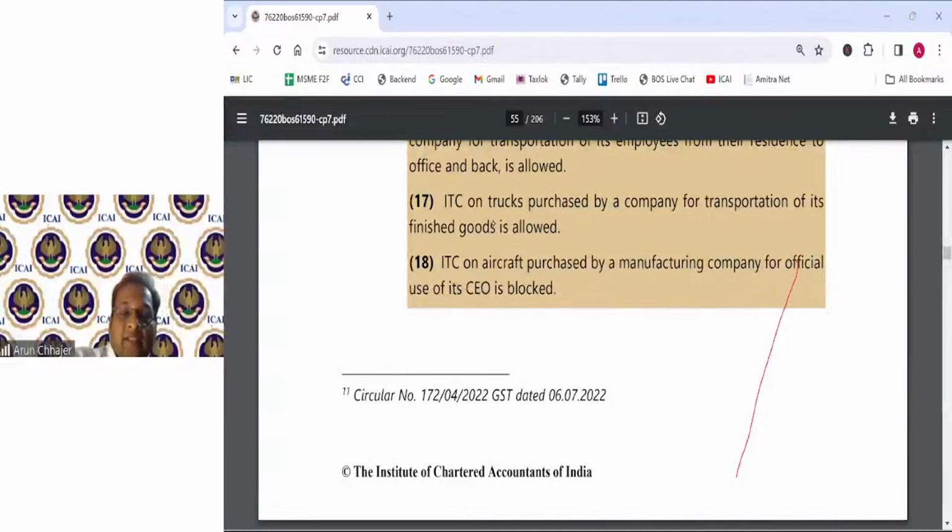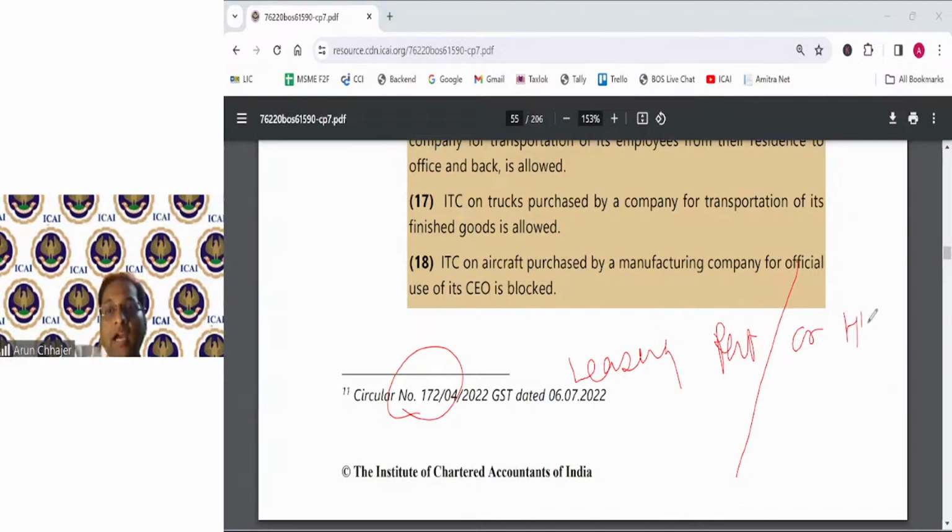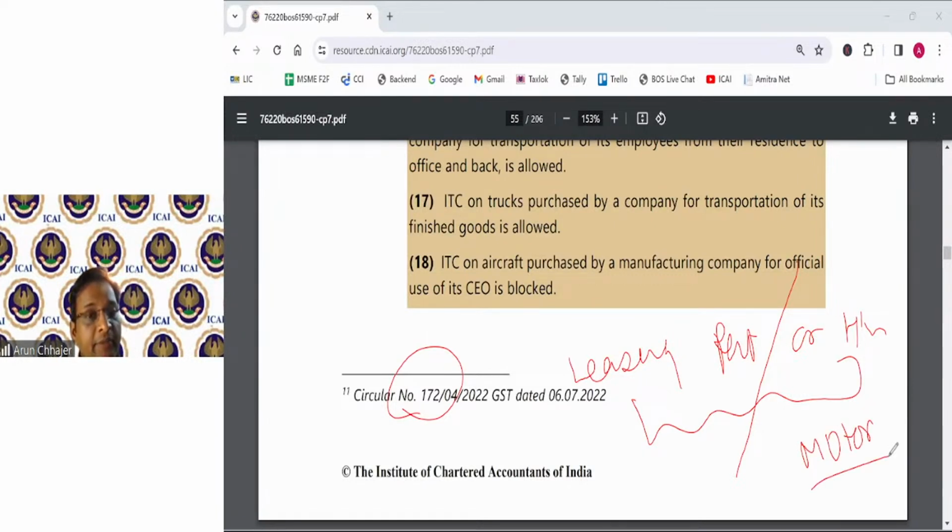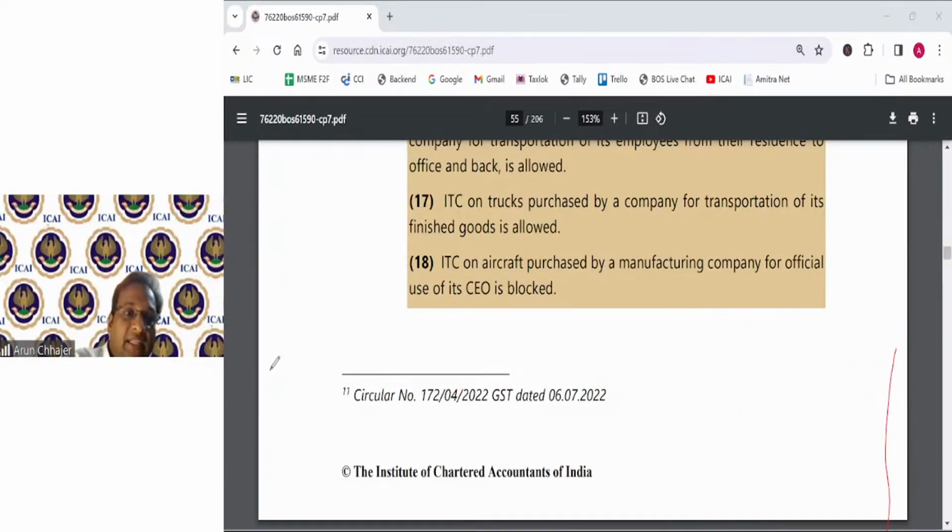They are saying, in circular 170, that leasing, renting, or hiring are to be read with the words motor vehicle. It means leasing of motor vehicle, vessel and aircraft. Renting or hiring, they are talking about the motor vehicle, vessel and aircraft. They are not covering in entirety. They are not saying every type of lease is blocked. No. If it is leasing, renting or hiring with respect to the motor vehicle, then only it is under the block category, otherwise not.